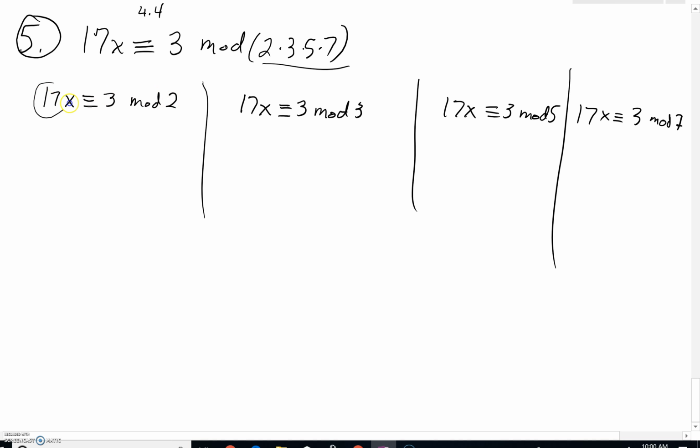Mod 2, hey, 17 actually is a remainder of just 1 itself, so that's like 1x. 3, when you divide by 2, you have a remainder of 1. Or here's another cool way to do it. You could just subtract a 2 from 3 and get the same thing. You come over here, many different ways you can solve 17x congruent to 3 mod 3.